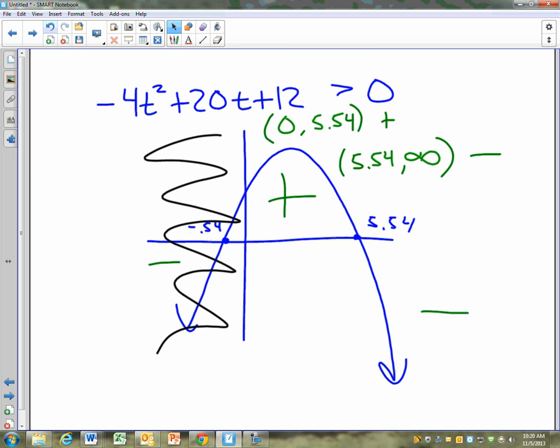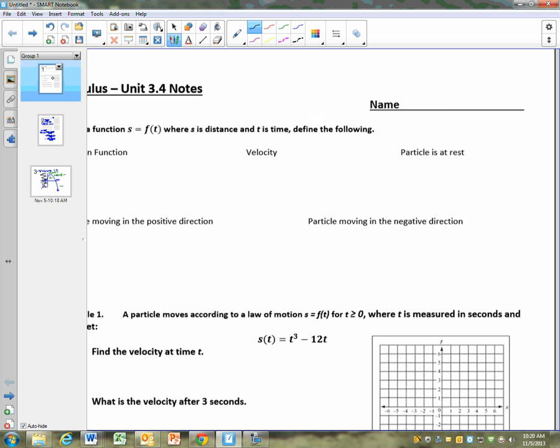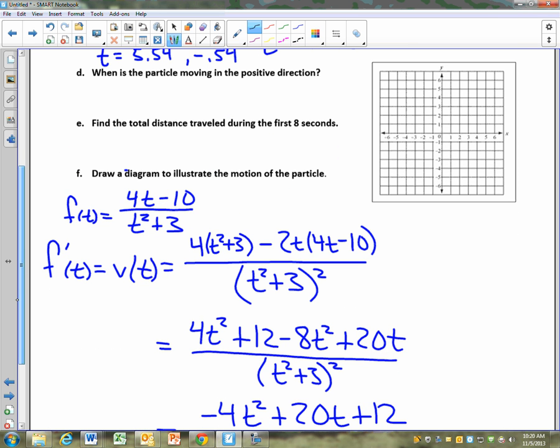So let's answer this question then. The question stated, when is the particle moving in the positive direction? We said from 0 to 5.54.